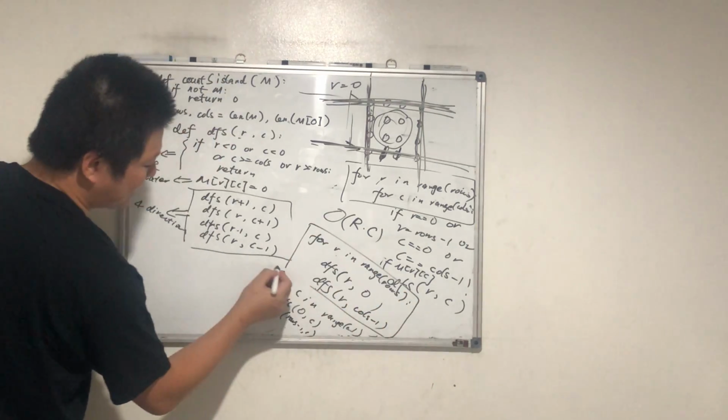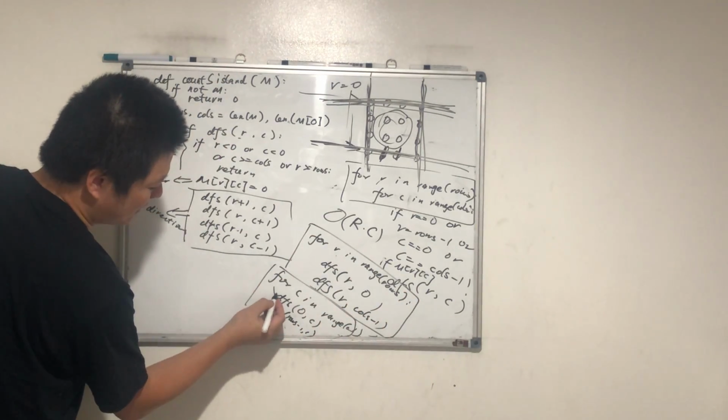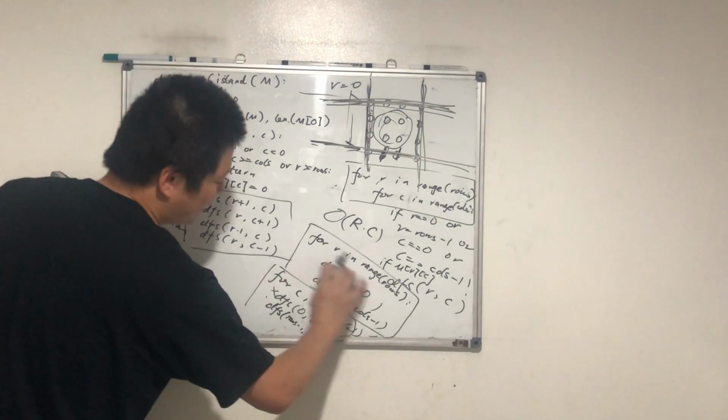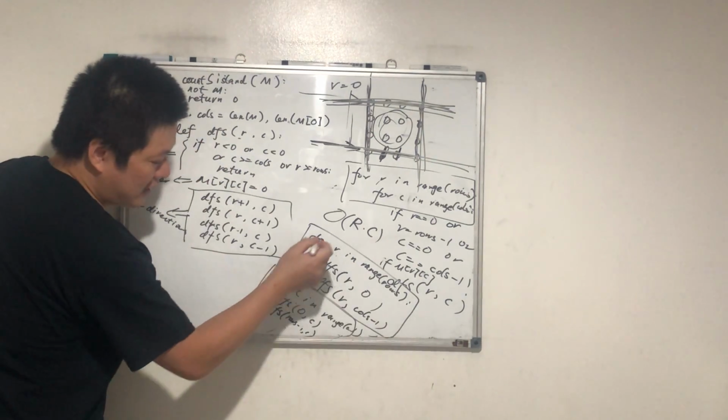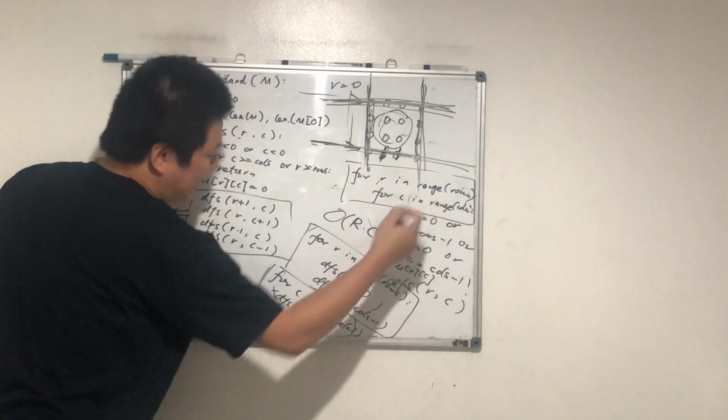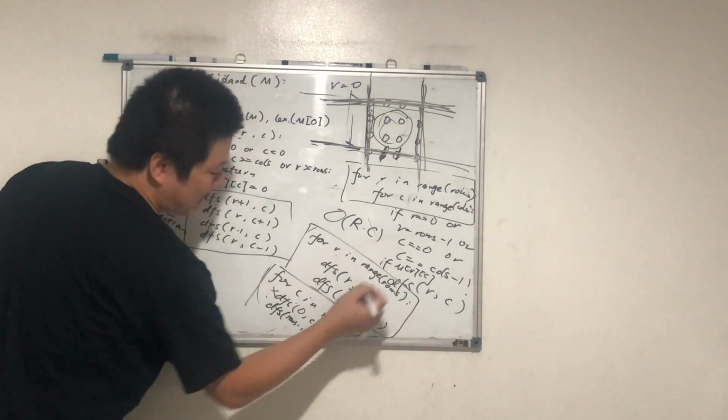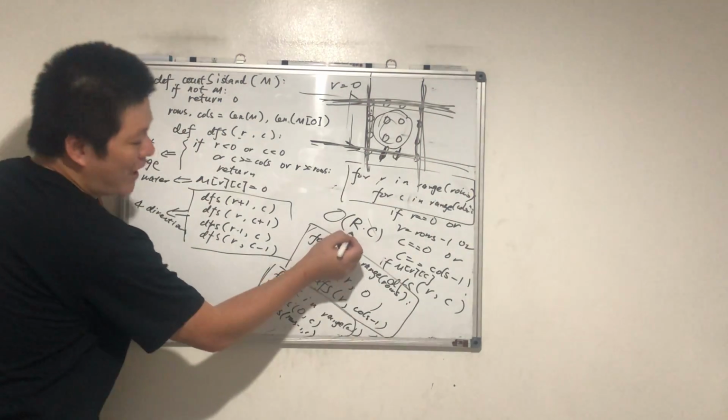So what's the time complexity of this one, if I don't consider the content of that? So what's the time complexity of these two, this loop and this loop? Yeah, ignoring the depth search, okay? What's the time complexity? This is O(R), and what's this?